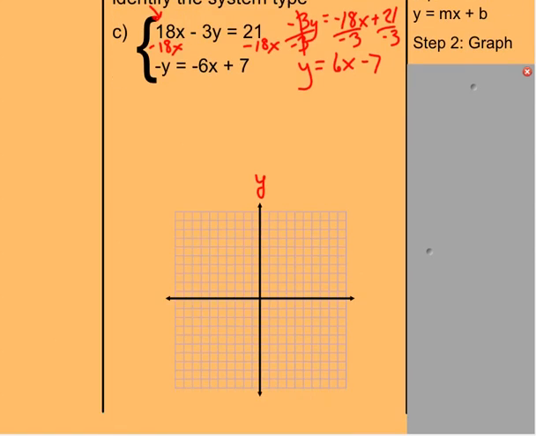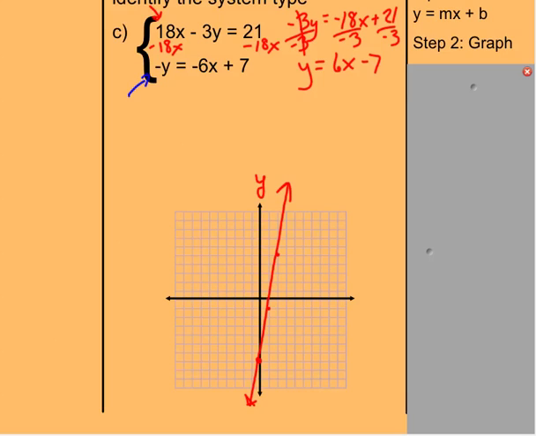Negative 7 on the y-axis. And then my slope of 6, rise 6, run 1. That same steep slope, I've got to be really careful as I graph.